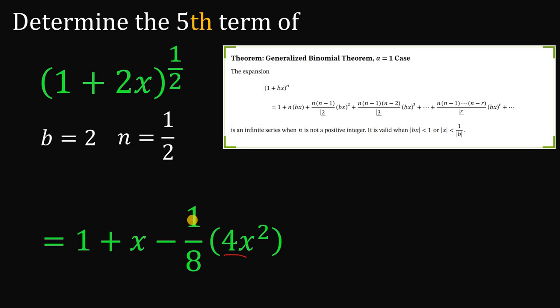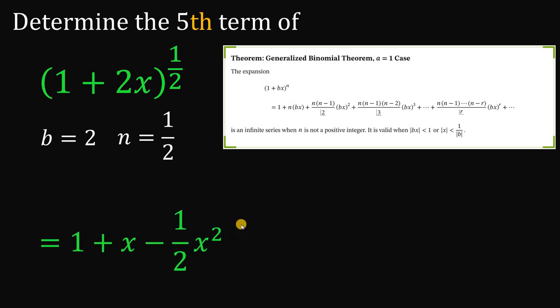Now, we have denominator of 4. So, negative 1 over 8 multiplied by 4 over 1. This will give us negative 1 over 2 times x squared. So, this is the third term of this expansion, and it keeps going up to infinity. Alright? Now, let's have the fourth term.